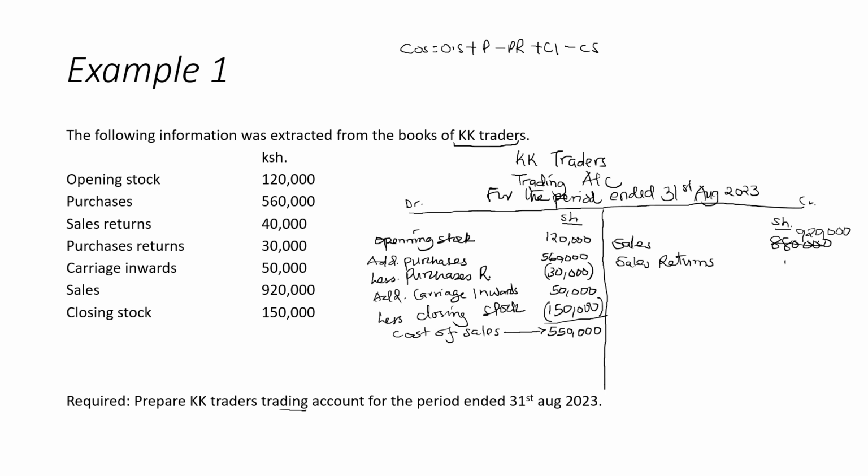Now the sales returns is 40,000, and we are subtracting the 40,000. So when we subtract the 40,000, the credit side will be 880,000, and therefore this is the balancing figure which the account must balance with, 880.